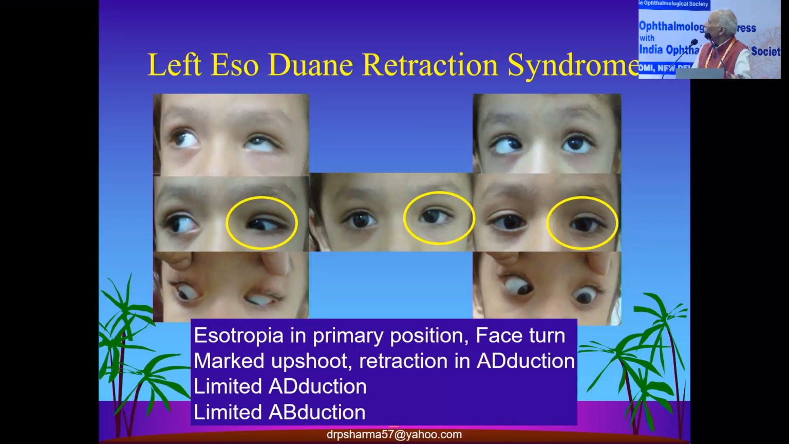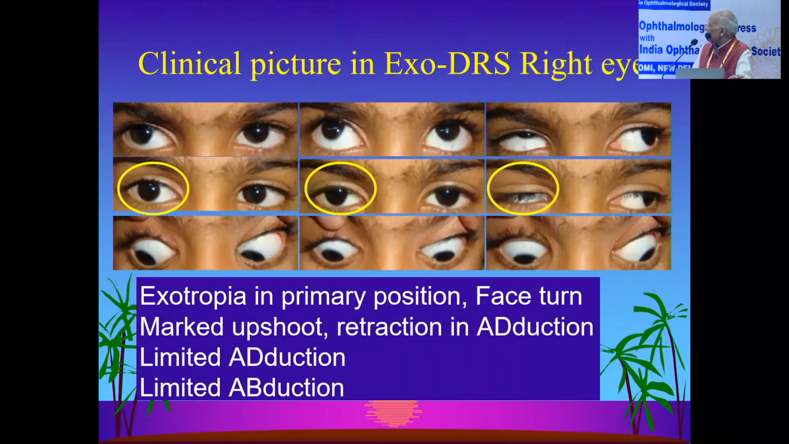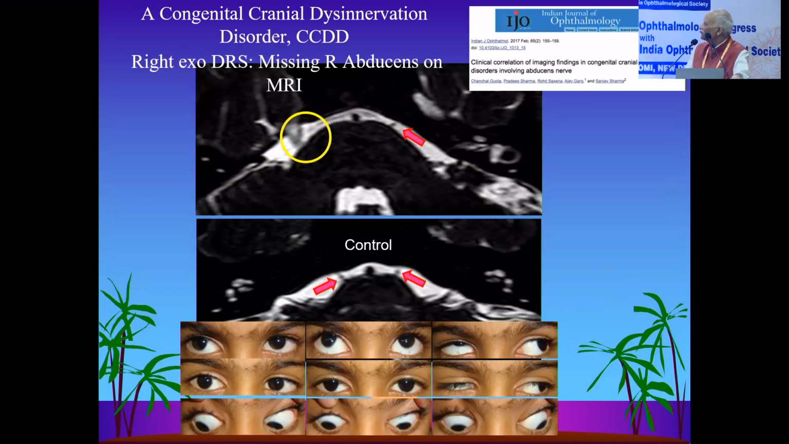Okay. So ESO-DRS are cases in which the lateral rectus doesn't fire during abduction but starts having innervation during adduction, and classically you see them as ESO-DRS in primary position with marked upshoot, downshoot, retraction and narrowing in adduction. On the other hand, the exo-DRS cases are exo in primary position but a similar picture in adduction, and they may have sometimes normal abduction, sometimes they also have limited abduction. So each case has to be seen differently.